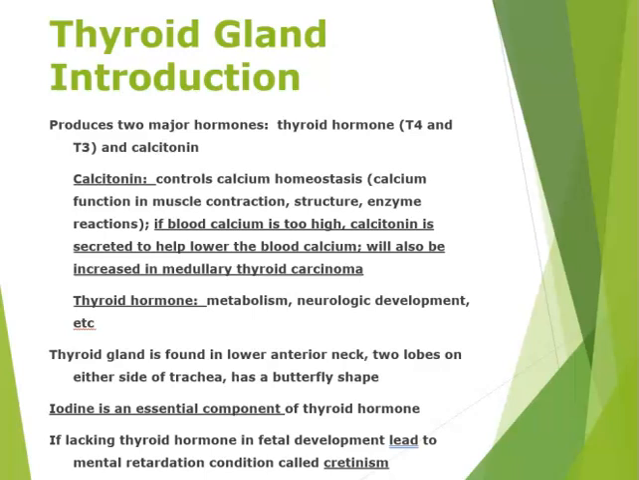The thyroid hormones help with metabolism, neurologic development, and amongst other things. The thyroid gland is found in the lower anterior part of the neck. It has two lobes on either side of the trachea, and it has a telltale butterfly shape. Iodine is an essential component of the thyroid hormone. If lacking the thyroid hormone in fetal development, it can lead to mental retardation, which is a condition called cretinism.